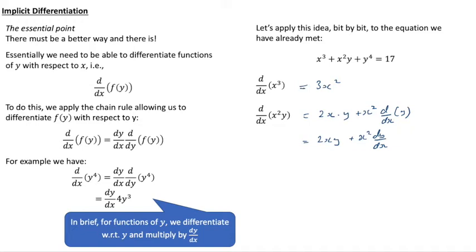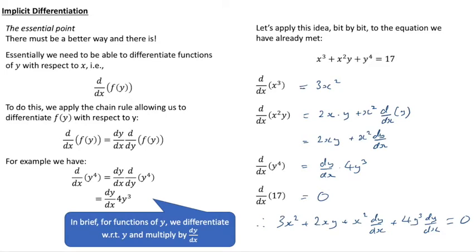Okay, we now need to differentiate y to the 4, which we've already done. So d by dx of y to the power 4 is dy by dx times 4y cubed. And we also need to differentiate 17. So differentiating a constant always gives us 0. And then we can put all these things together.